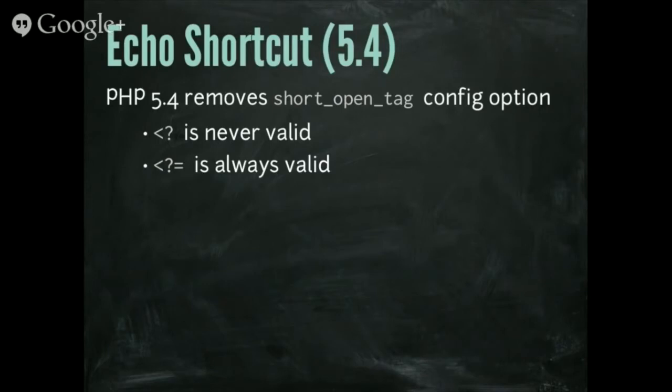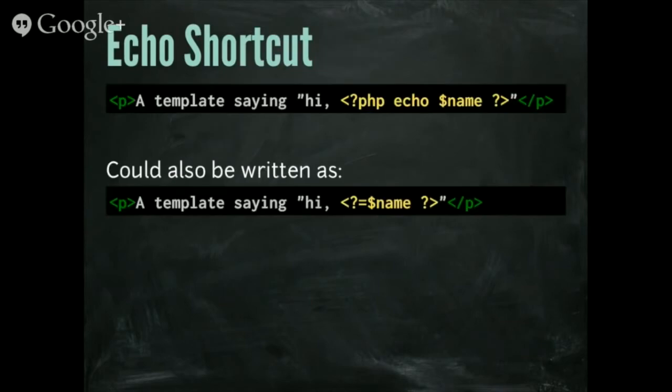However, if you were using the echo shortcut, pointy bracket question mark equals, that is always valid. You don't have to turn on short open tag support because that config option isn't there anymore. But this shorthand will always be available in PHP. If you're not familiar with what I'm talking about, let me show you an example. So these two code samples are exactly equivalent.